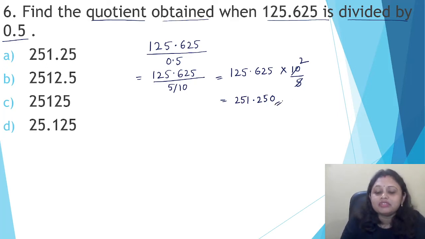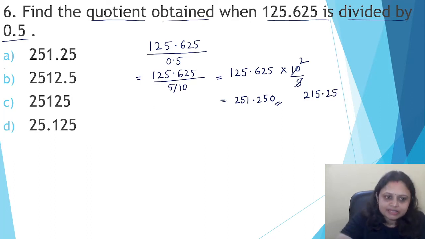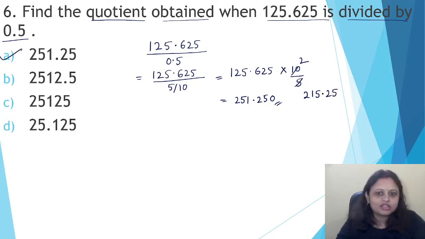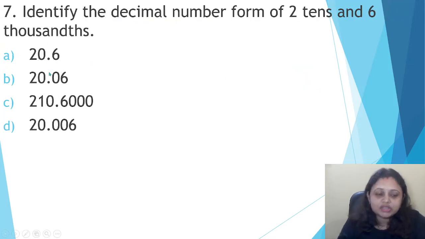And you know, after the decimal on the right-hand side, 0 has no value. So we can write it as 251.25. That is present in option A. Got it, everyone? Coming to the next question.